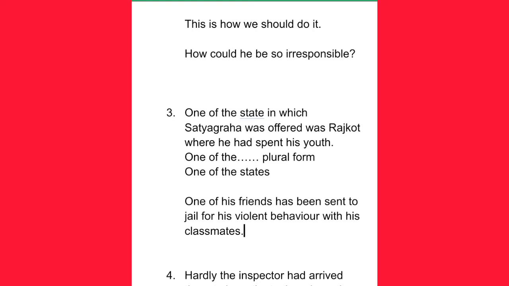And since one stands for singular number, we are using here has been. If you use here 2, 3, 4, then the word has must change into have. Number will change. One is singular and after one it will become plural. So two of his friends have been sent to jail. So here I hope you understood why we will use here states, not state, because whenever we use the phrase one of the, it must have the noun in plural number.